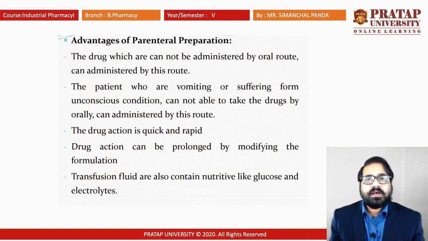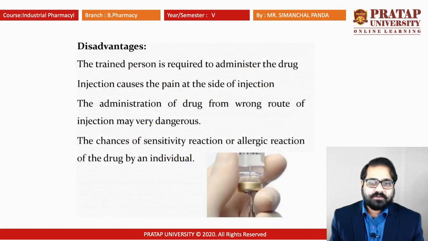At that time, through the parenteral route it is easily administered, the exact amount of dose is administered, and we can get rapid action easily. For unconscious patients also, the parenteral route is a suitable route of administration. The drug action may be prolonged by modifying the formulation, and nutritives like glucose, vitamins and electrolytes can also be given through transfusion fluids.